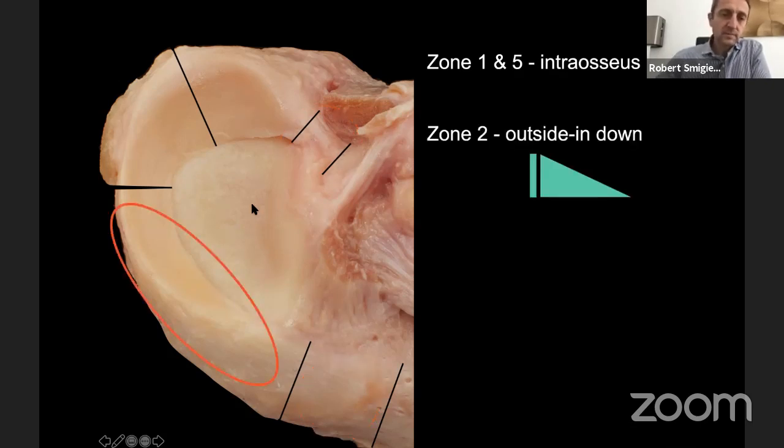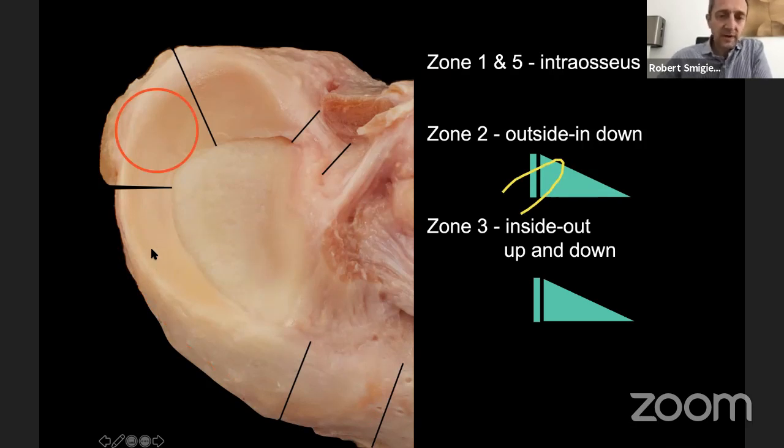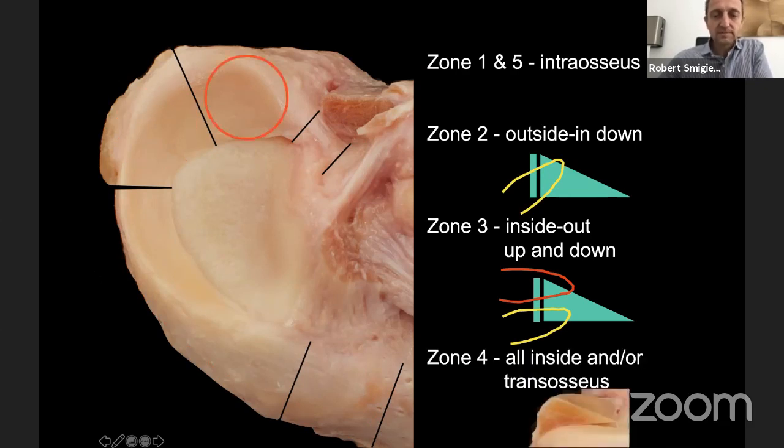In zone 2, I use the outside-in suture, and usually I fix the meniscus down to the tibia, because the most important fixation of the meniscus is the meniscotibial fixation. In zone 3, as you remember, the zone 3 is next to the MCL. I put the up and down sutures as here, because in between the red and yellow sutures there are supposed to be vessels.